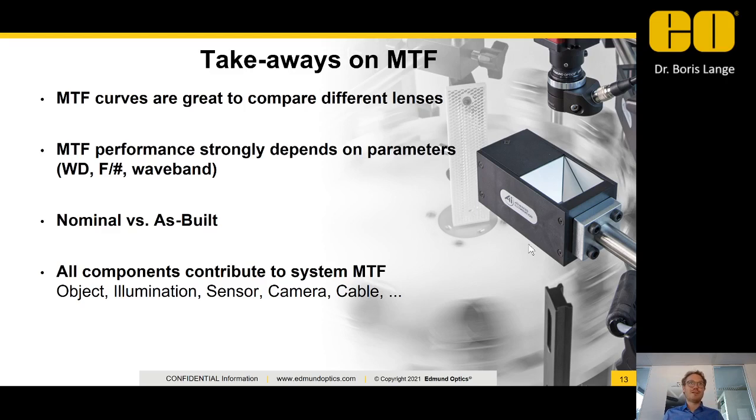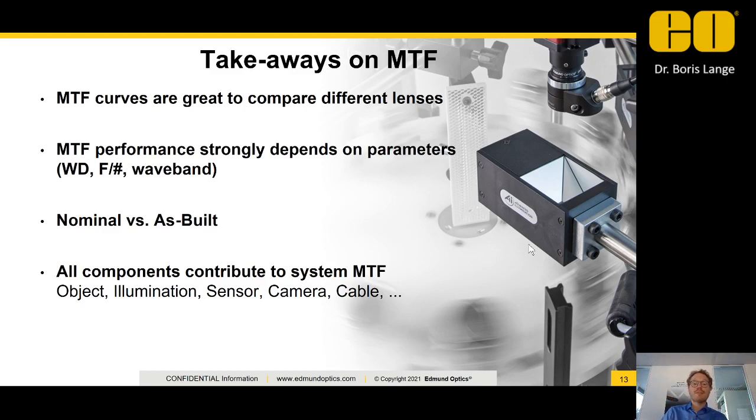If a lens wasn't designed for the purpose you have in mind, you will probably pay too much and not get the best result out of it. So that's that. The third bullet, also quite important: please note that MTF curves, like the one we discussed, are what we call nominal. That means there are no manufacturing tolerances included whatsoever. The real-world performance of a lens, what we call as-built, obviously has all these tolerances, and you need to expect a drop between the MTF performance on paper in the nominal world and the as-built.